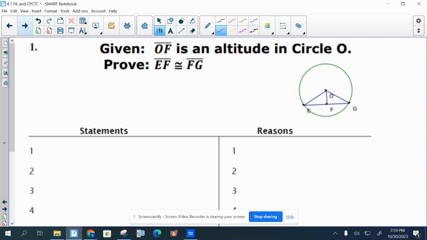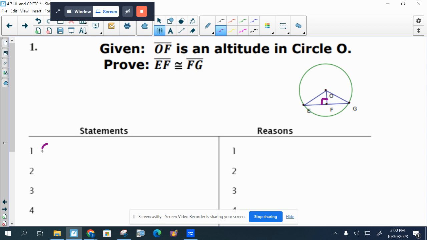So the next page, it says, given OF is an altitude of circle O. This is something we're going to learn more about in chapter 5, what an altitude is and why you have this circle that goes around it. It says OF is an altitude, but basically what that means is that an altitude is perpendicular. So it goes from the vertex of the triangle down perpendicular. So this would form a right angle based off of the definition of altitude.